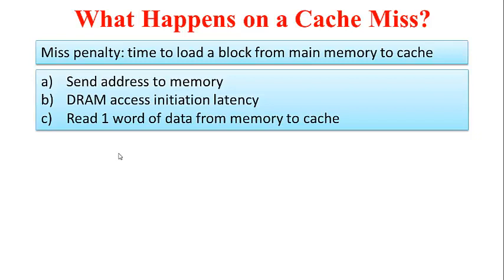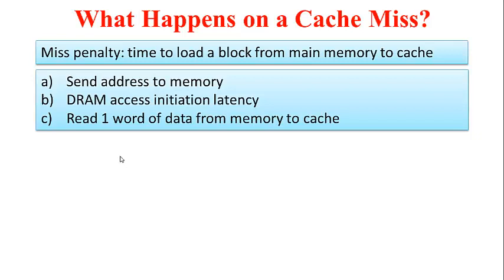First, we have to send the address to memory, the address of the block of which the missed word is a part. Once the main memory has this address, it will take some delay for the DRAM to return the word which is resident at the given address. This is the DRAM access initiation latency. And then after this latency, we actually have to read the word from main memory to cache.